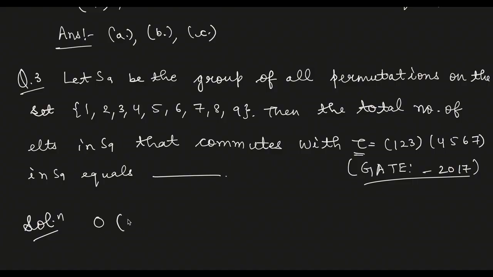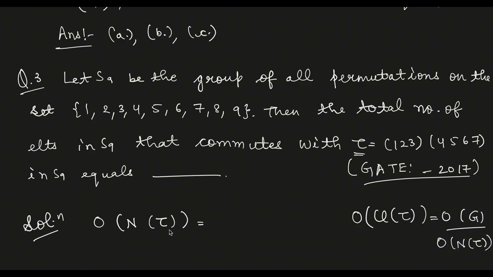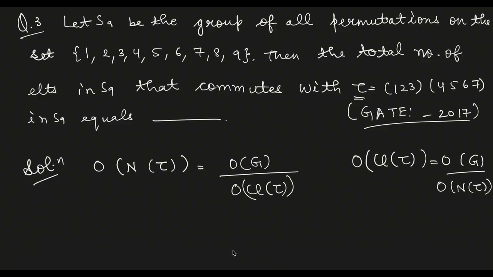So basically I need to find the order of the normalizer of this tau, because the normalizer commutes with elements of this group S9. So its formula is the same: order of class of tau is order of group G divided by order of normalizer of tau. So simply, order of normalizer of tau will be order of group G divided by order of class of tau. Now firstly I will calculate the order of group G. It is simply 9 factorial.